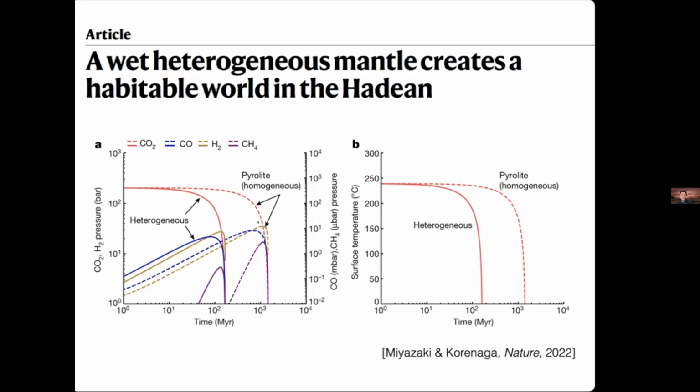The red dashed curve, called the pyrolite or homogeneous mantle, is a case with the kind of mantle we have today. And in this case, carbon sequestration takes place over more than 1 billion years. So surface temperature remains above 200 degrees Celsius for the first 1 billion years because of the greenhouse effect. And this is inconsistent with the geological record on pCO2. But if we had a wet, chemically heterogeneous mantle, we can have a very rapid plate tectonics, which can sequester carbon dioxide 10 times faster. And with this rapid plate tectonics, the mantle can efficiently degas water to the surface, and it's possible to have a deep ocean by the end of the Hadean.